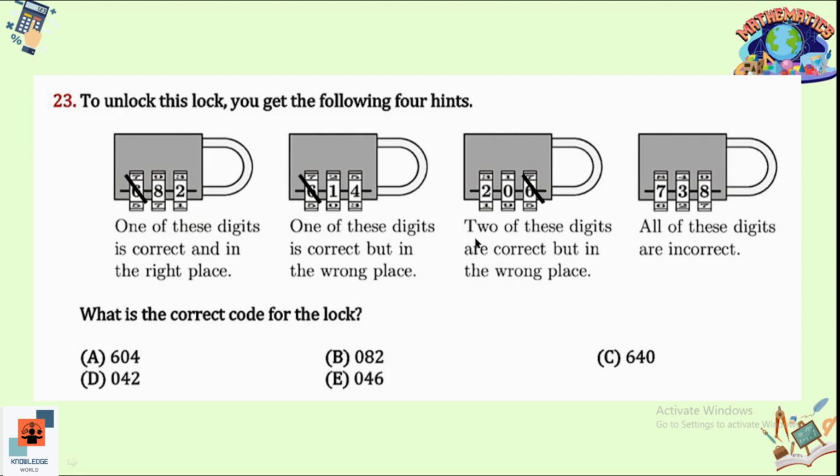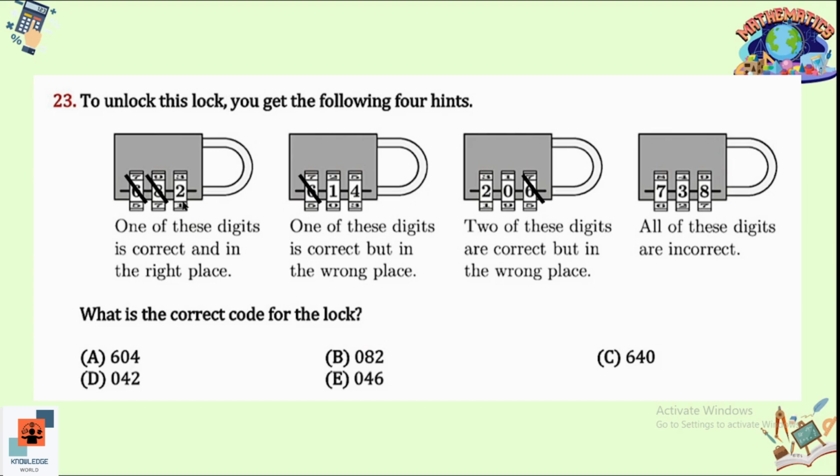Now, third hint is 2 of these digits are correct but in the wrong place. So 2 and 0 both are correct but their places are wrong. The fourth hint is all of these digits are incorrect. The numbers are 7, 3 and 8. If 8 is incorrect, so we can cut it from the first lock as well.